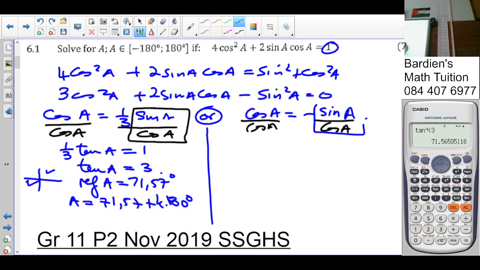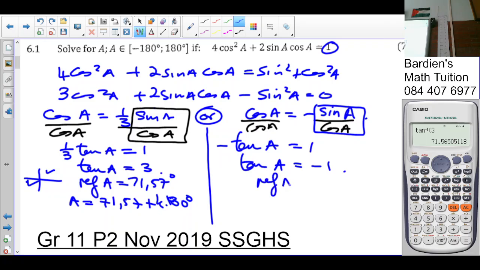So that is tan. So negative tan A is equal to 1. So tan of A is equal to negative 1. We work out a reference angle. Arc tan of 1 is 45 degrees. Remember, we dropped the negative.